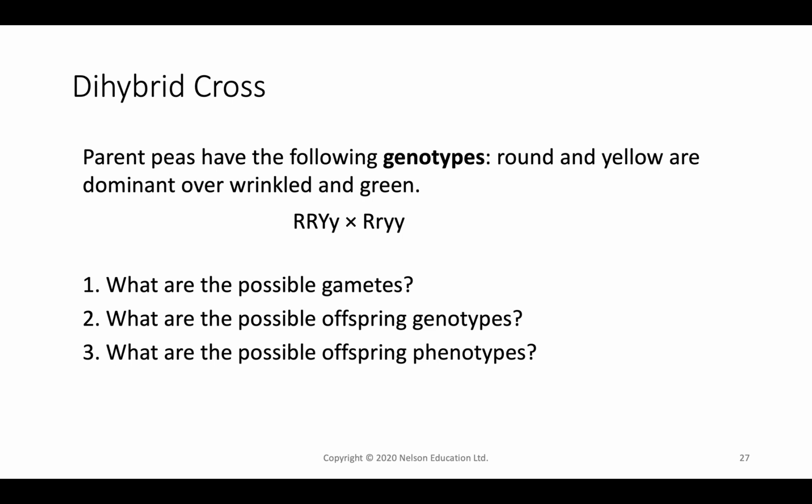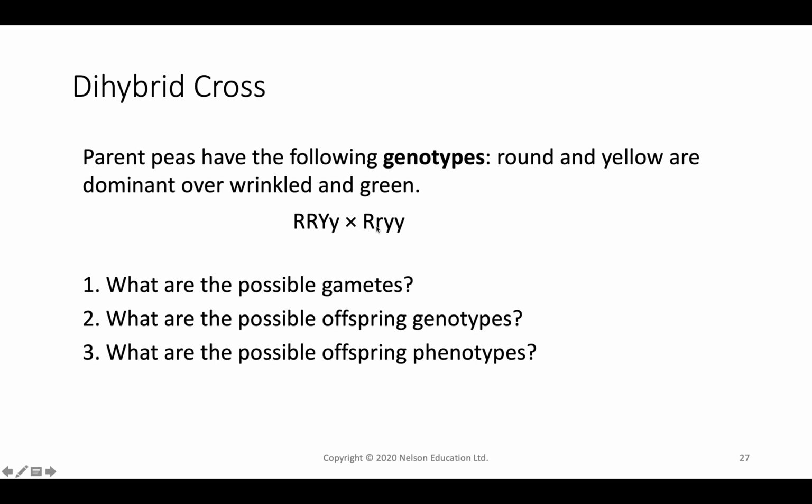Okay, so now let's hop into the dihybrid cross a little bit. If the parent P's that we're starting with have, and it says genotypes here, why? Because we're looking at 2 different traits. Round and yellow are dominant over wrinkled and green. Okay, so if we're looking here, we have dominant, but we have a heterozygote for the Y here, which is going to be yellow.